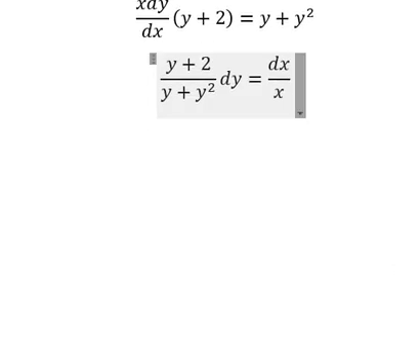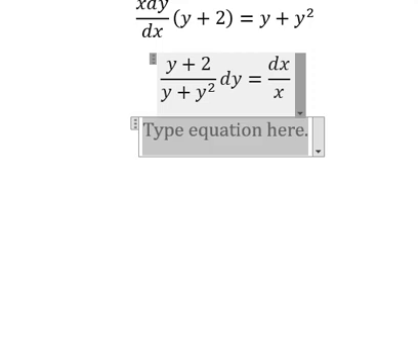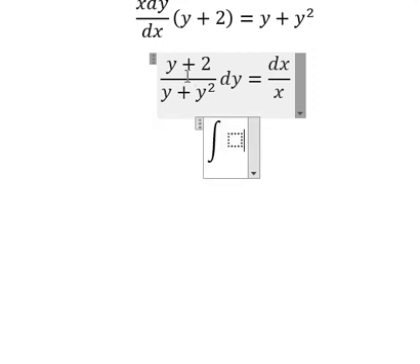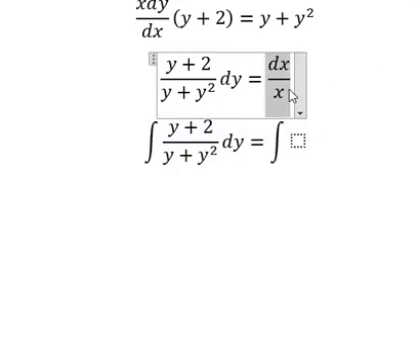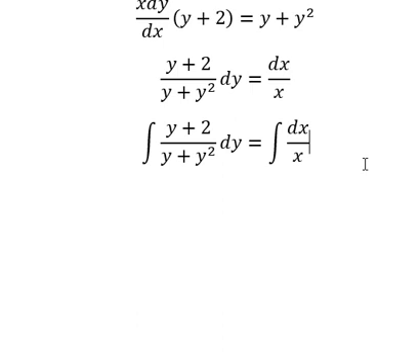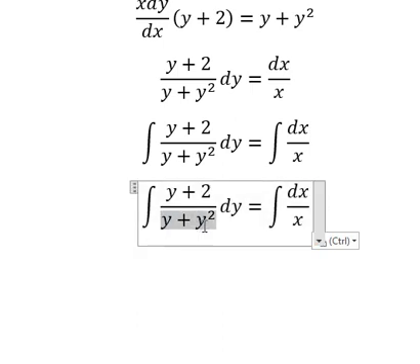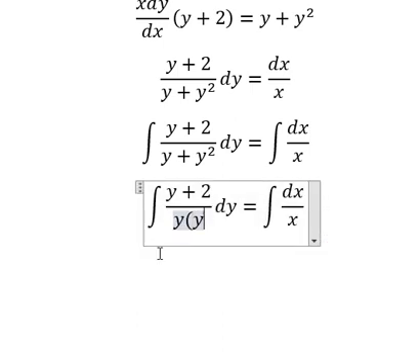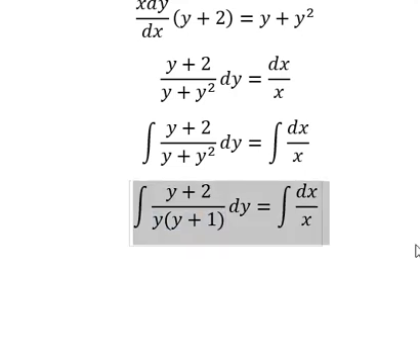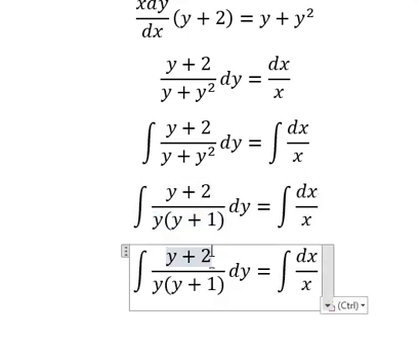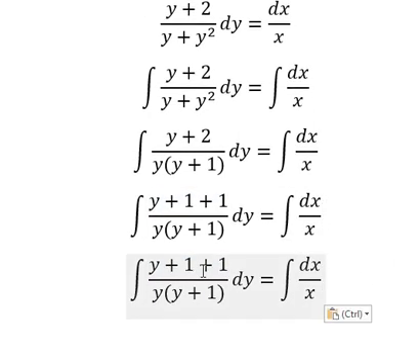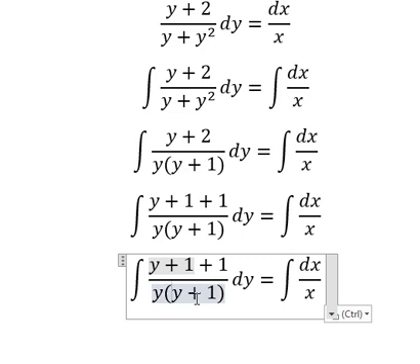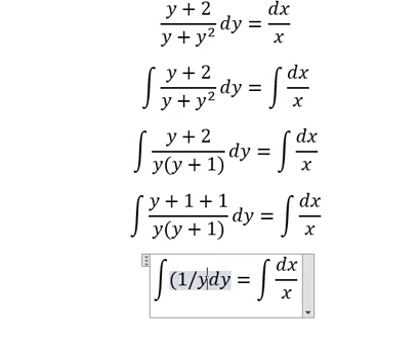Next, we need to put the integration for the both sides. Now we can do about factorization by y. So number 2, that is about 1 plus 1. So this one divide by this one, and number 1 divide by this one. So we have like this.